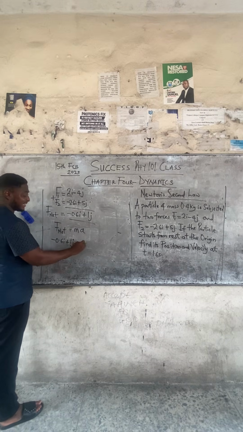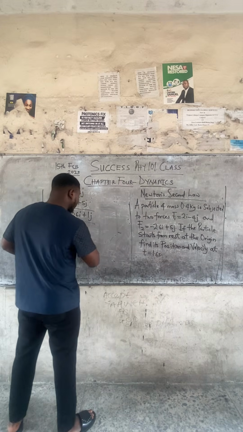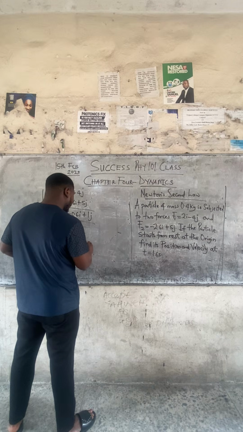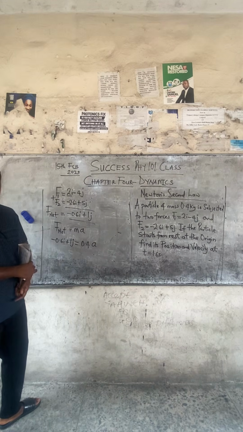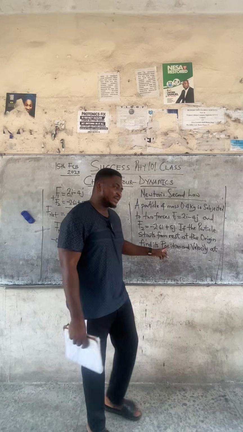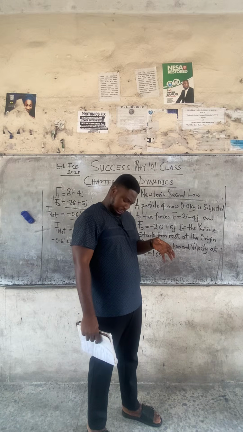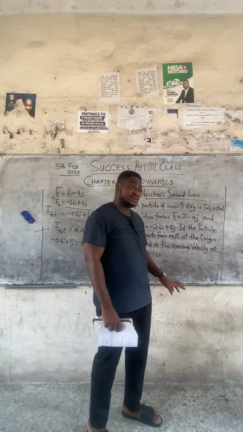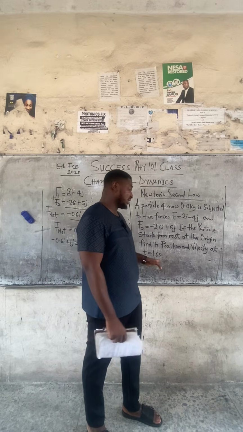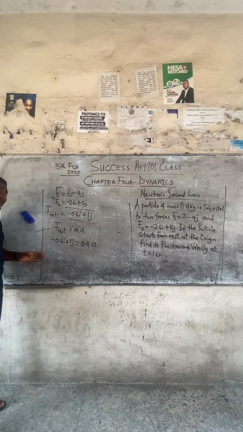So what is my net force? Minus 0.6i plus 1j is my net force, equals mass times acceleration. What's my mass? A particle of mass 0.4 kg. Do I have acceleration? No. Class, is it acceleration they asked me to find? No. They asked to find the position, and position means displacement, and velocity at t equals 1.6. So we need the position and velocity. To get the position and velocity, we must first find the acceleration.